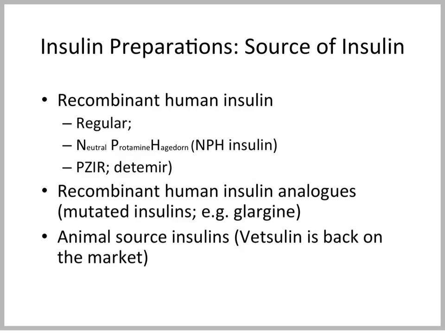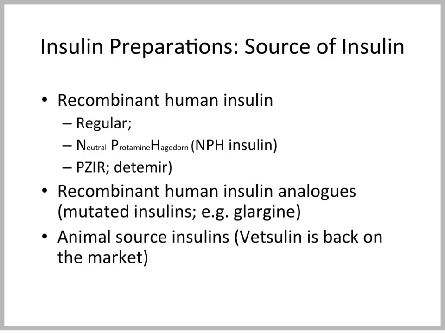Most of the insulin preparations that we use nowadays are recombinant human insulin preparations or recombinant human insulin analogs. The recombinant human insulin preparations are regular insulin, neutral protamine Hagedorn insulin, in short called NPH insulin, and protamine zinc insulin. Also detemir. Recombinant insulin analogs are mutated insulins, for instance glargine.